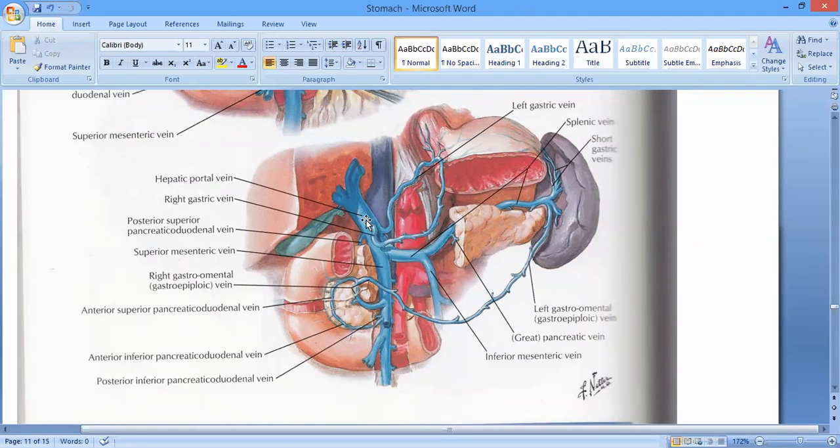So this portal vein carries which sort of blood? The blood which is rich in nutrients, absorbed nutrients from the gastrointestinal system. Is it clear, child?